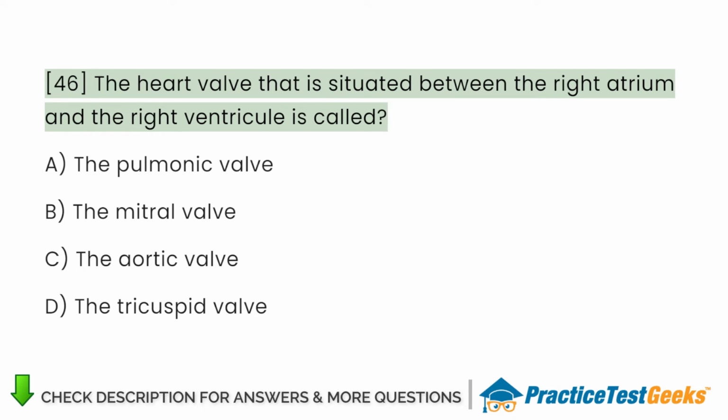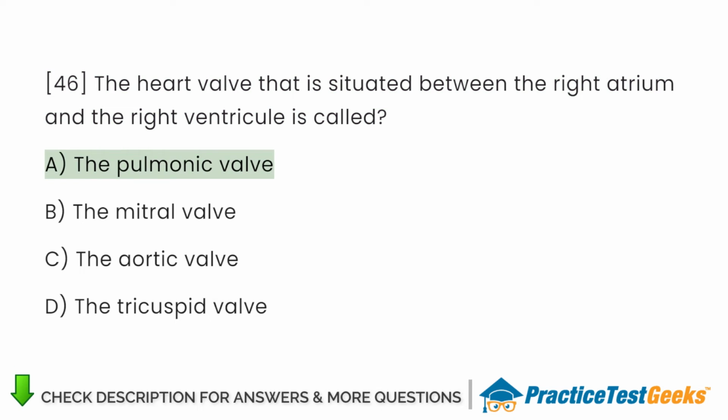The heart valve that is situated between the right atrium and the right ventricle is called A. The pulmonic valve. B. The mitral valve. C. The aortic valve. D. The tricuspid valve.